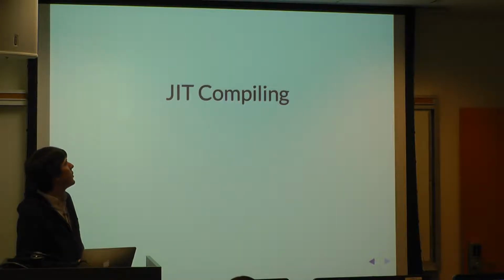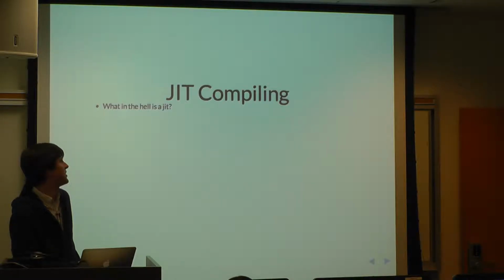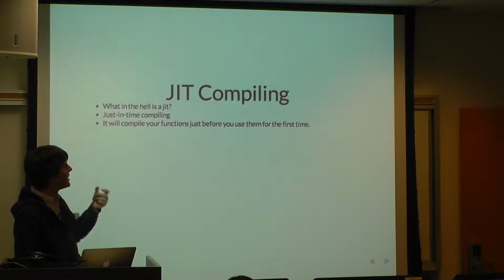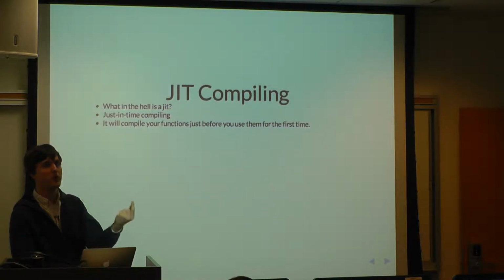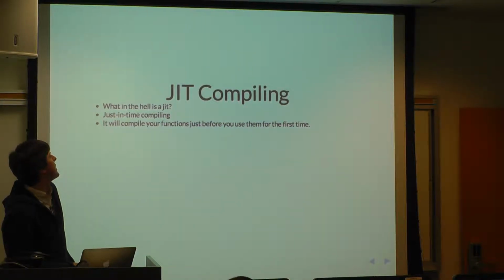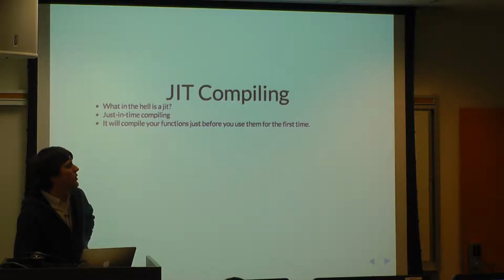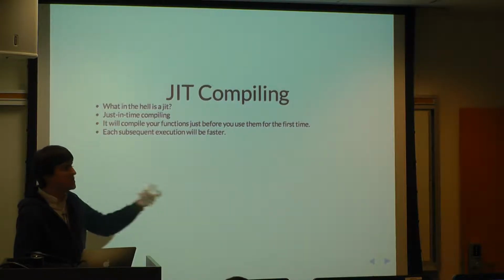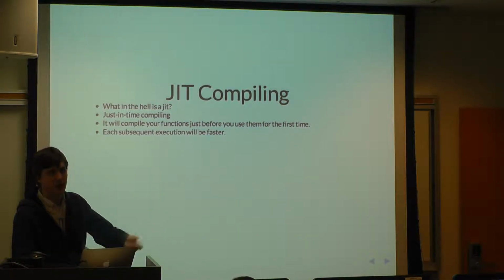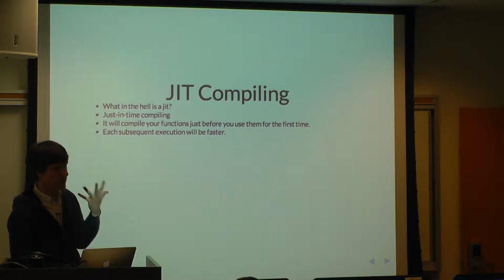Okay. A nice thing that R does is what has become awfully trendy in the last couple of years: just-in-time compiling. So what the heck is a JIT? I don't know who decided to name it this, but it's just-in-time compiling. It compiles the function just before you use it for the first time. It compiles it just in time, hence the name. So the first time you run the function, it's going to be a little slower because it has to compile it, but every time after that, it's going to be at compiled speed.